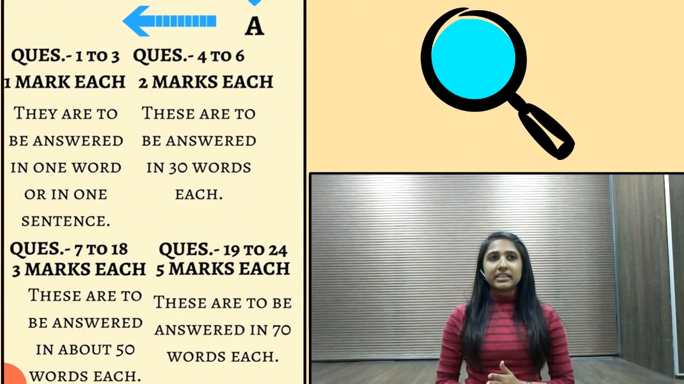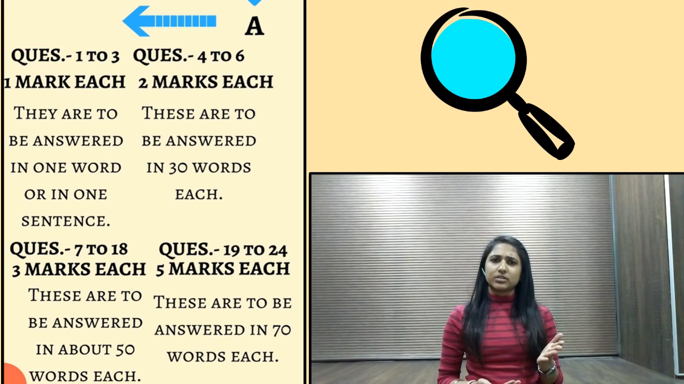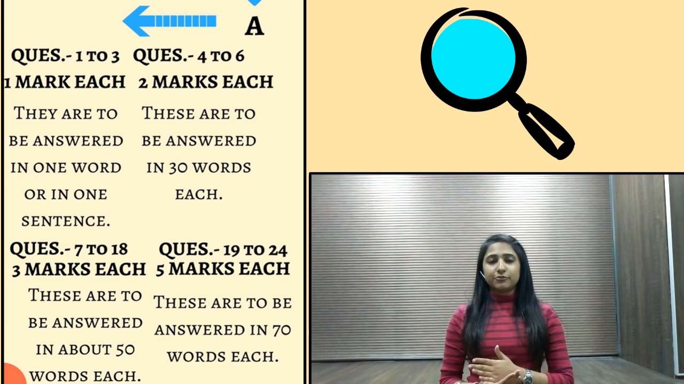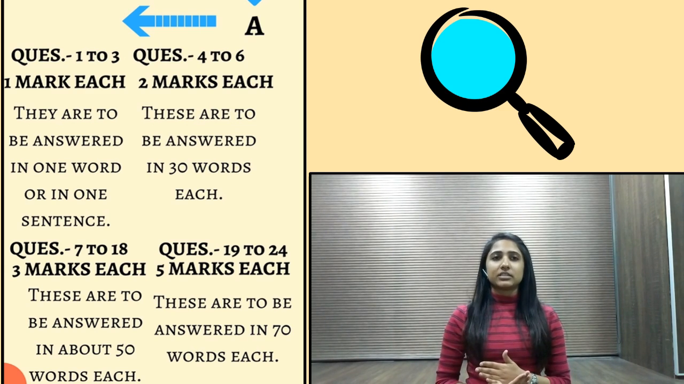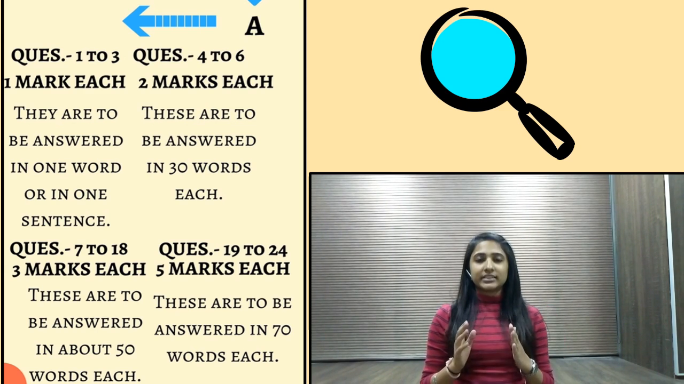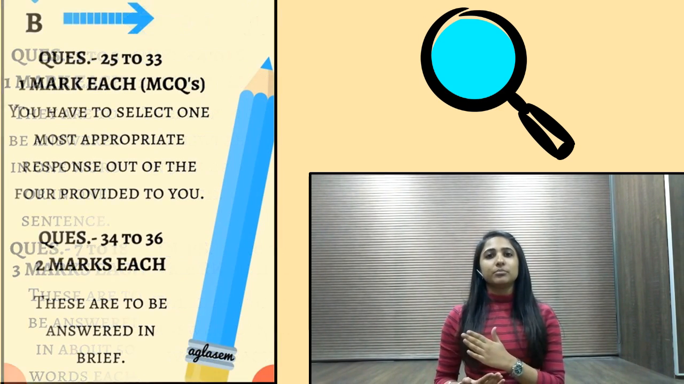They are of 3 marks each and these are to be answered in about 50 words each. Question number 19 to 24 will be of 5 marks each and these are to be answered in 70 words each. Now I'm going to zoom into Section B.